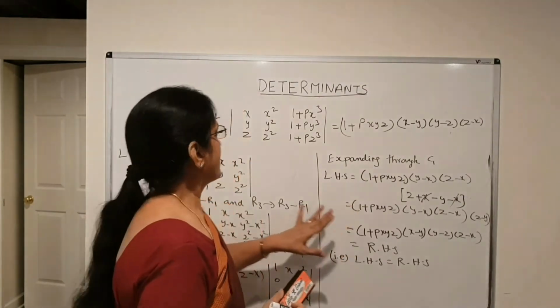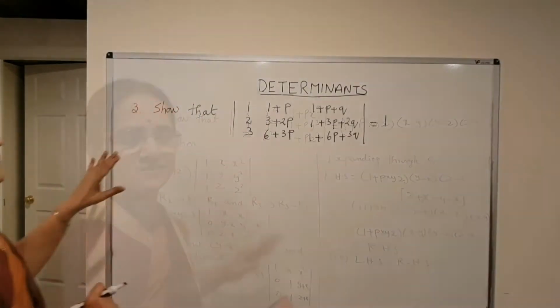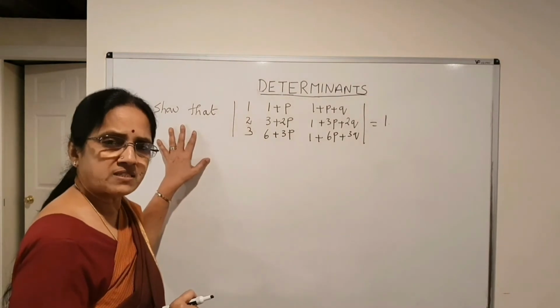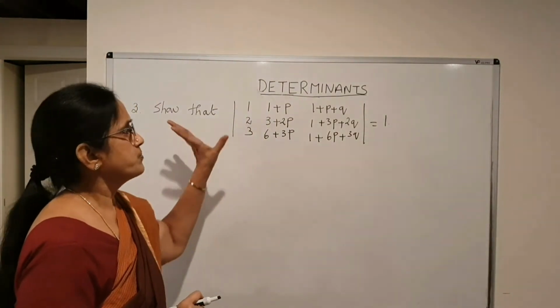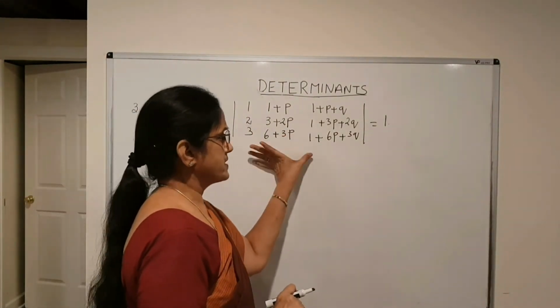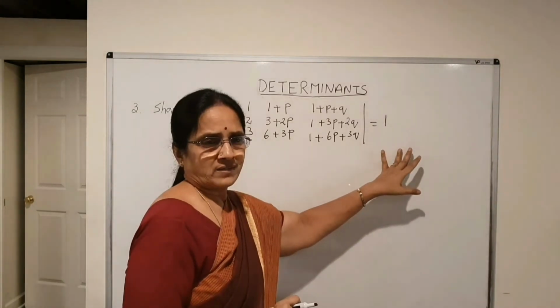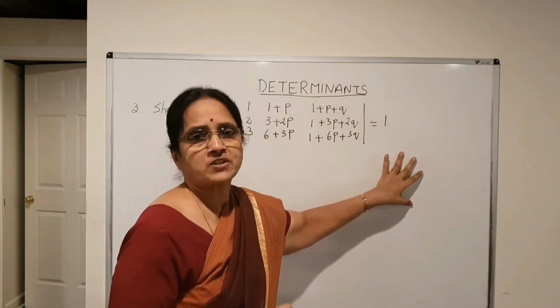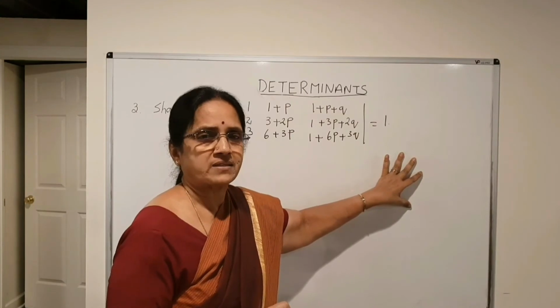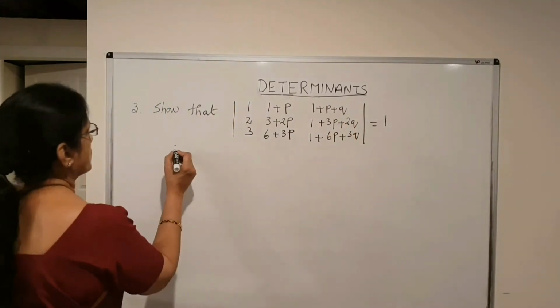Now, we will move on to question number 3. Here, using the properties of the determinants, you need to show that the value of this determinant is equal to 1. In 2009, this particular question was asked in the board examination. Let's do it now. Solution.